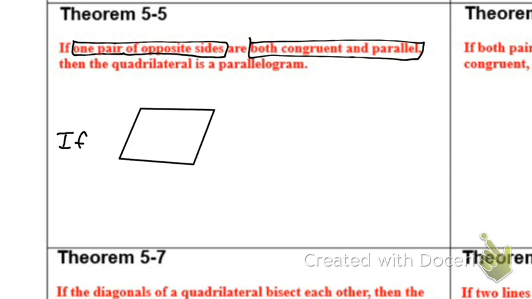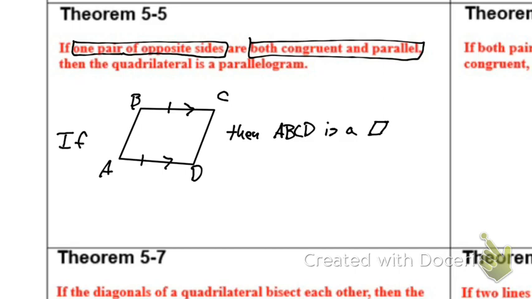So if I'm given a quadrilateral, let's call it A, B, C, D, and I can find one pair. Let's call it BC and AD. And I can show that BC is congruent to AD. And I can also show that they are parallel to each other. That is parallel and congruent. Then once again, A, B, C, D is a parallelogram.